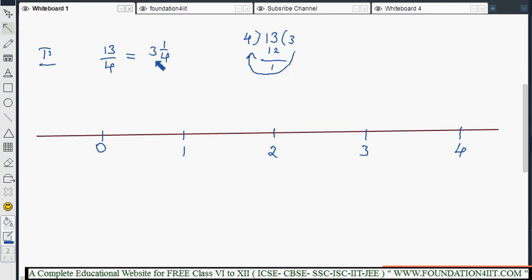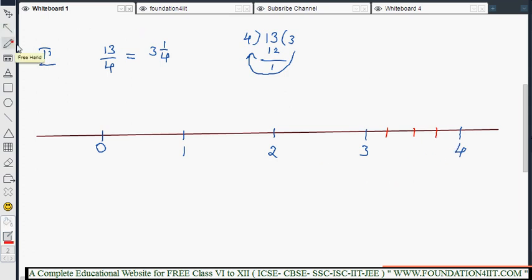That means this is 3 point something. That means it's more than 3 and it should be less than 4. Now don't look at the 3 now. So the remaining part is 1 by 4. In 1 by 4 the denominator is 4. So because the denominator is 4 and it will come after 3, make 4 equal parts after 3. Make 4 equal parts between 3 and 4. So 1, 2, 3, 4. So we need to make 4 equal parts. 1, 2, 3 and 4.